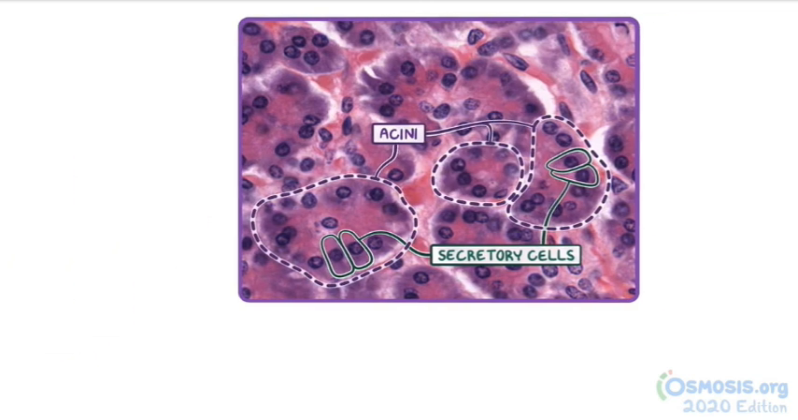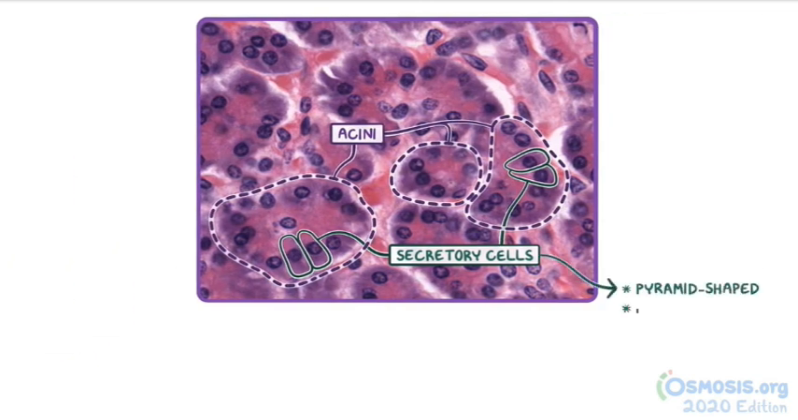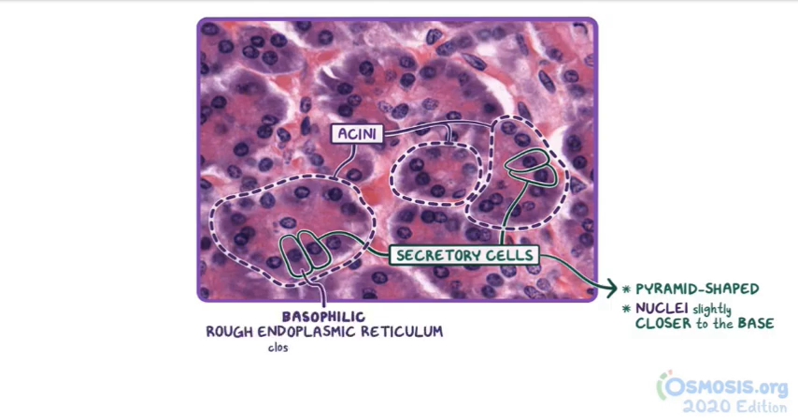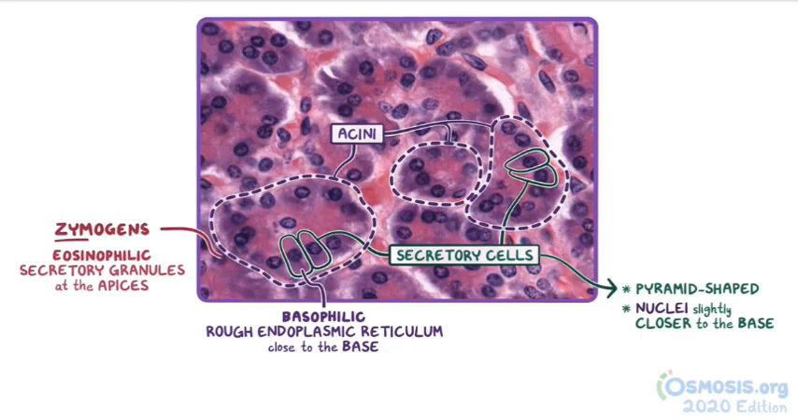We can see that the secretory cells are pyramid-shaped, and their nuclei are found slightly closer to their bases. This particular slide was stained with H&E, which allows us to see the purple, basophilic rough endoplasmic reticulum seen closer to the base of each secretory cell, and the pink eosinophilic secretory granules at the apices are inactivated enzymes called zymogens.